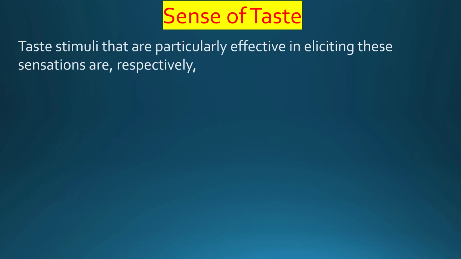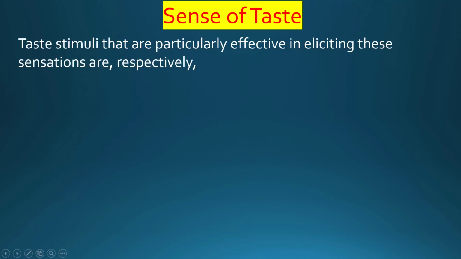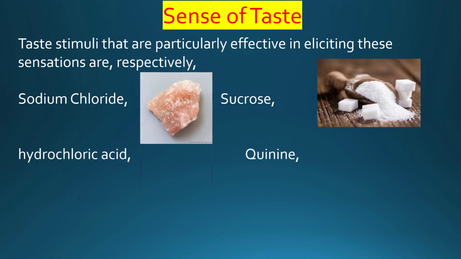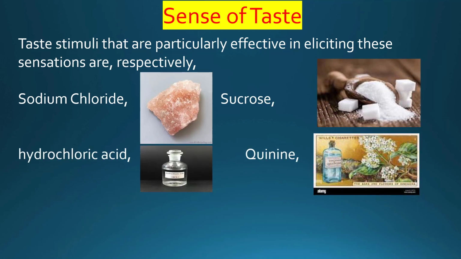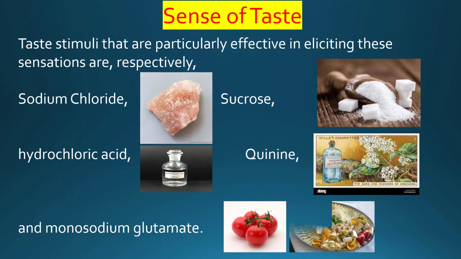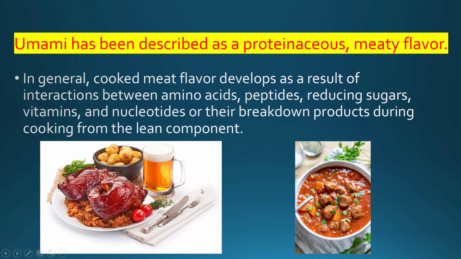Taste stimuli that are particularly effective in eliciting these sensations are respectively sodium chloride, sucrose, hydrochloric acid, quinine, which is used for the treatment of malaria and obtained from the Cinchona plant, and monosodium glutamate, which is present in tomato and cheese. Yummy has been described as a proteinaceous meaty flavor.